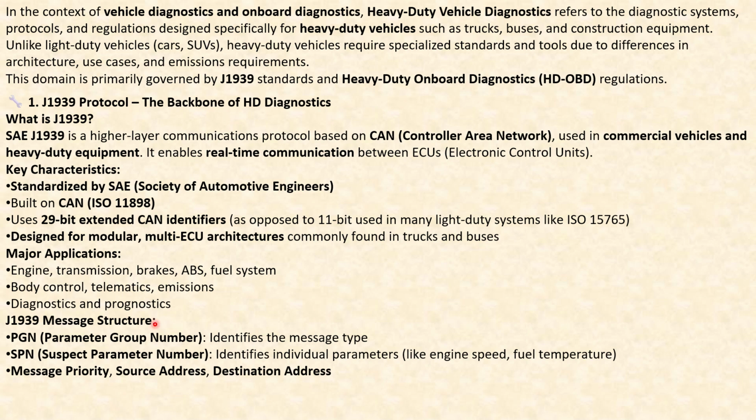Now, what are the major applications? Major applications are engine, transmission, brakes, ABS, fuel system, body control, telematics, emissions, diagnostics, and prognostics. These are the major applications. Now, when it comes to the J1939 protocol message structure: PGN stands for parameter group number, identifies the message type. SPN, suspect parameter number, identifies the individual parameters like engine speed, fuel temperature. Then message priority, source address, and destination address.